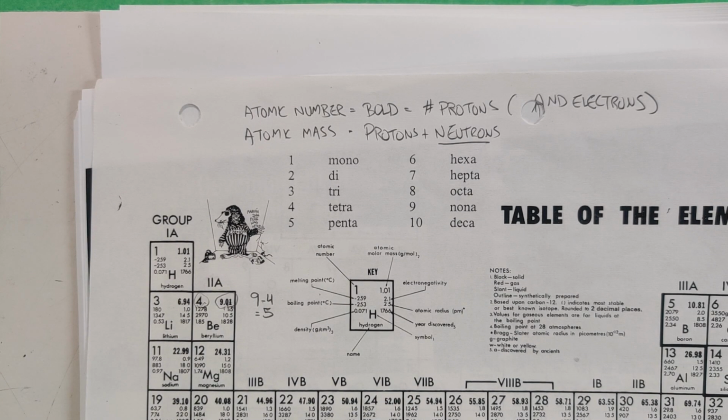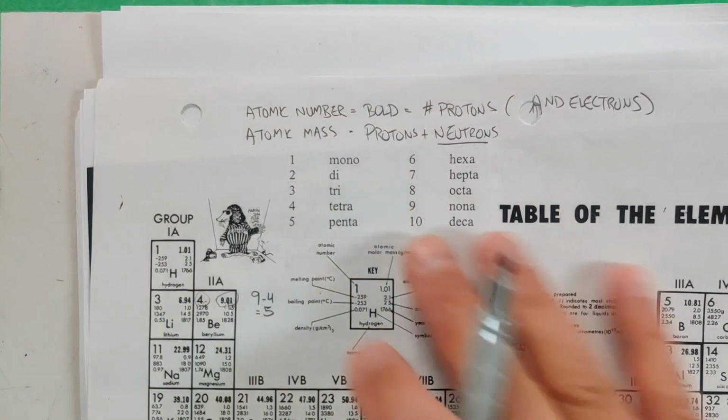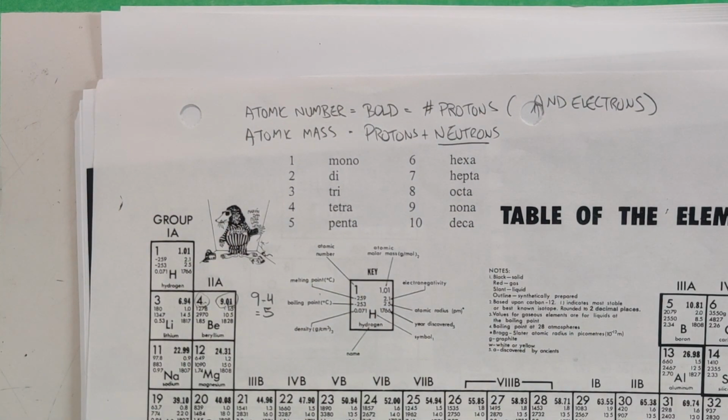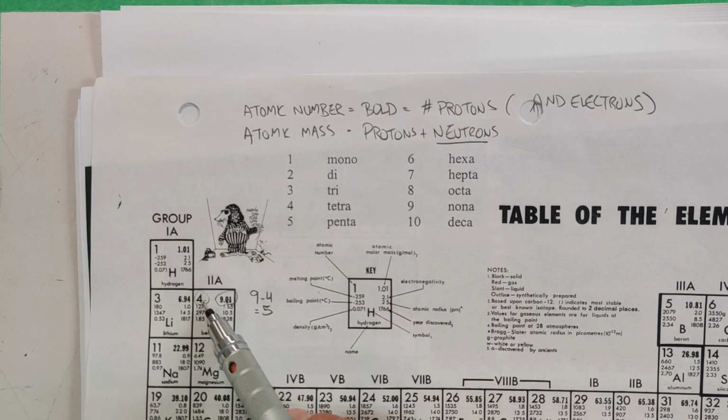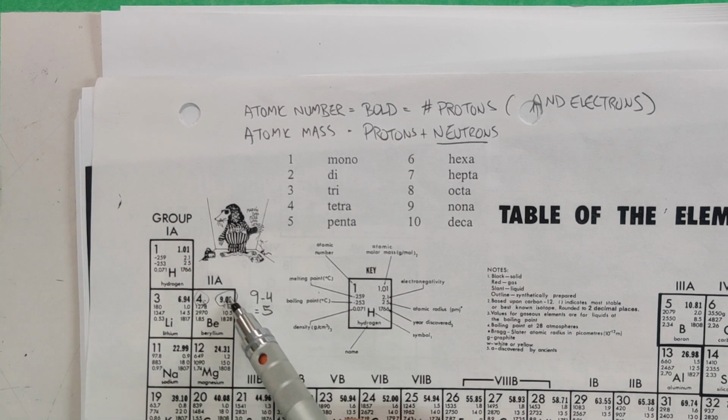You're going to have to figure out the number of protons, neutrons, and electrons of every single element for the first 20 or so. So you need to understand that. How do I find out how many protons? I look at this. How do I find out how many electrons? Well, I look at this too. How do I find the number of neutrons? I have to take the mass and subtract the number.